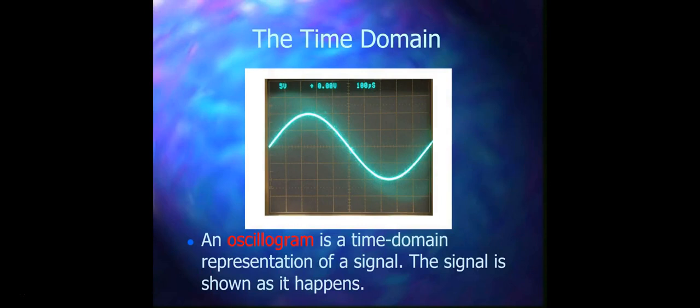Here you see a time domain representation of a signal, and this graph has been taken from an oscilloscope. Here it says an oscillogram is a time domain representation of a signal. The signal is shown as it happens. The time base of a scope moves the dot across the face of the screen at a constant speed. Vertical deflection moves the dot up and down, and horizontal moves the waveform from left to right. Now let's move on to the next slide.